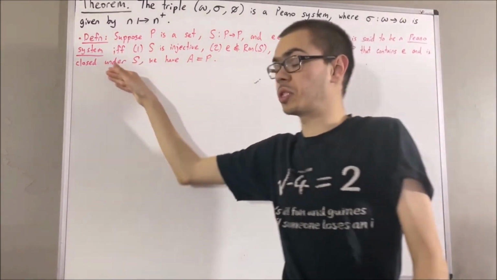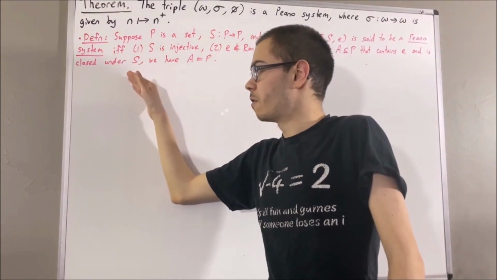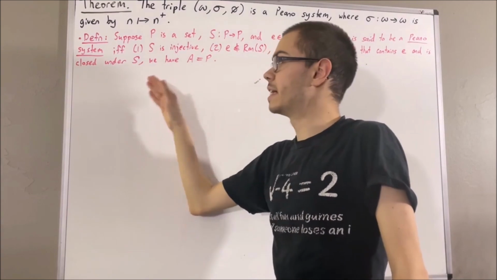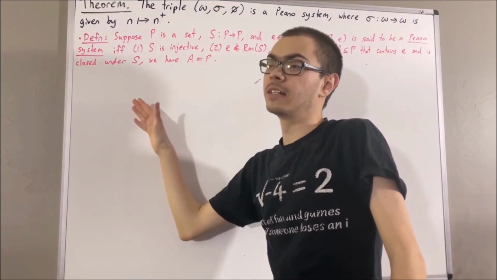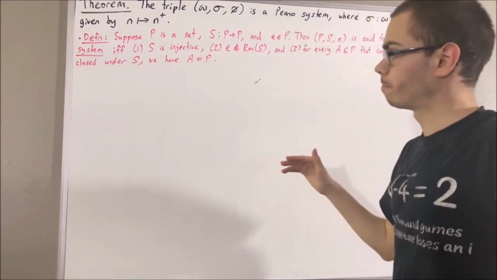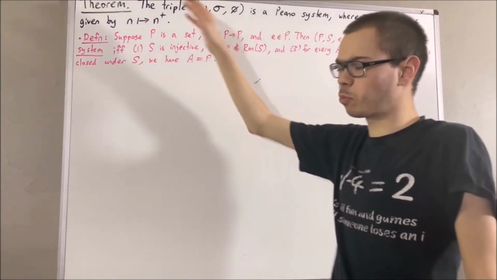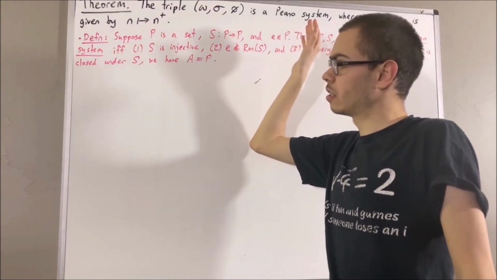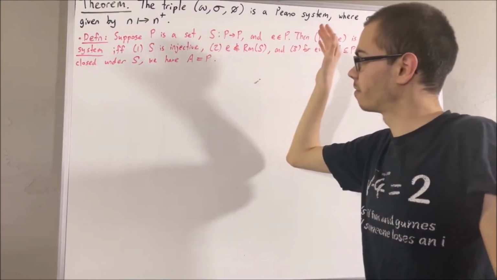Now, to say that A is closed under S means for all elements N in A, S of N is an element of A as well. So before we get into proving this theorem, let's first get a little bit more context.